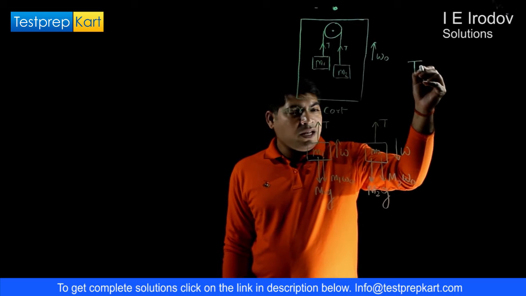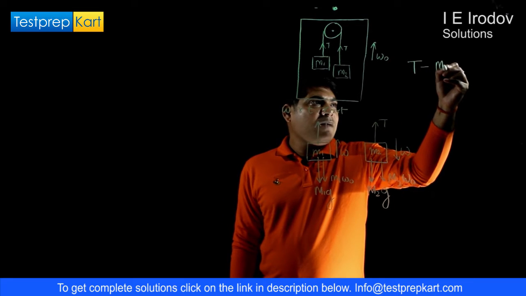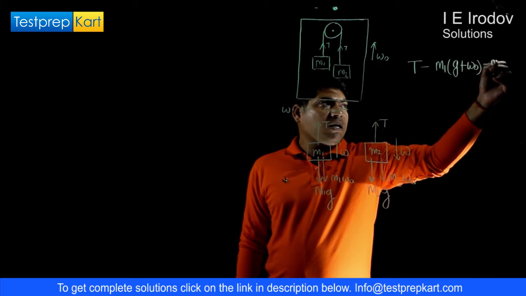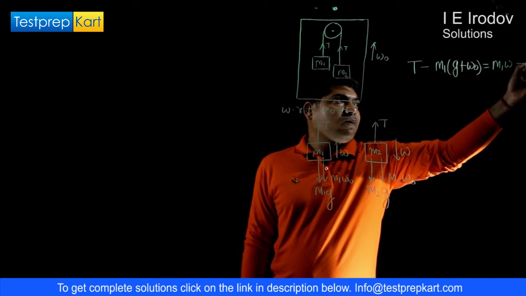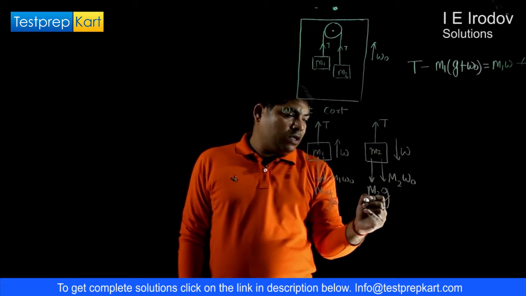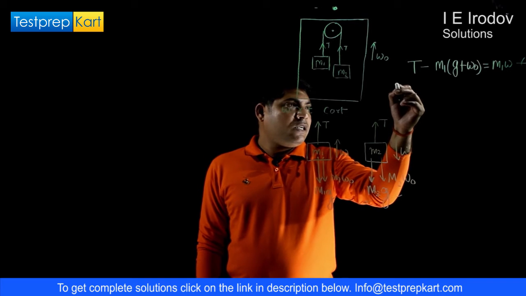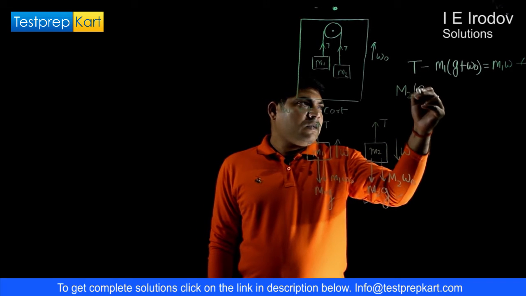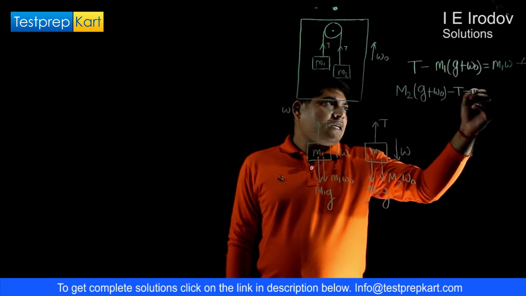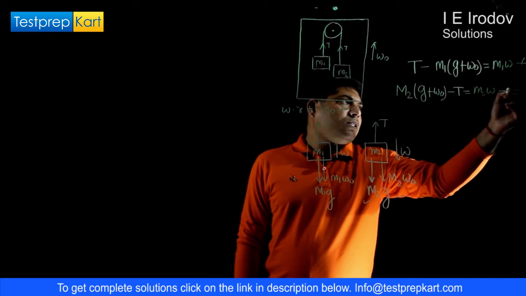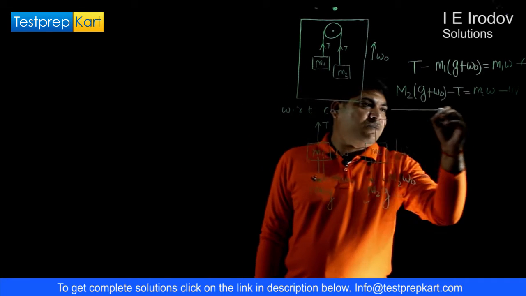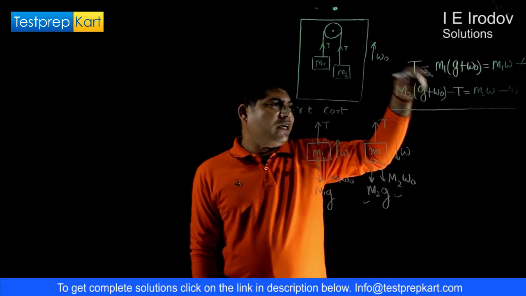So for the first body, it is T minus M1 into (G plus omega naught) is equal to M1 into omega. This is equation number 1. For the second body, it is moving downward, so these forces are greater than tension. So we can write M2 into (G plus omega naught) minus T is equal to M2 into omega. This is equation number 2. Now we'll combine these two equations, just simple mathematical manipulation. Then this T will get cancelled out.